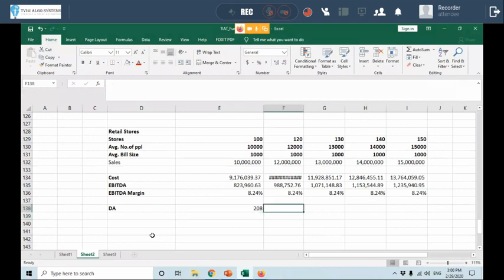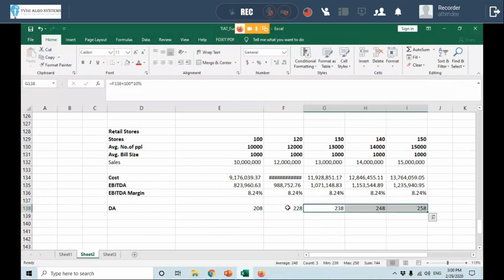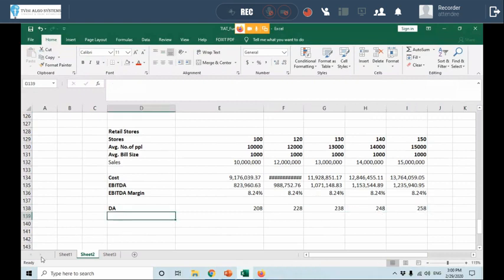I will do this same thing. It is equal to this plus, here I am increasing 20, so it will be 200 crores into 10%. So now it is 228. Here I am increasing by 10, so this plus 100 into 10%. So this is my depreciation amount. If I deduct this, I get EBIT.